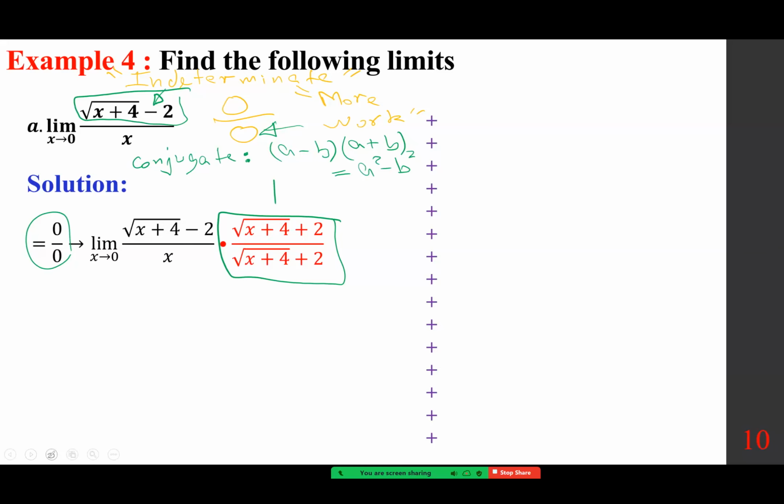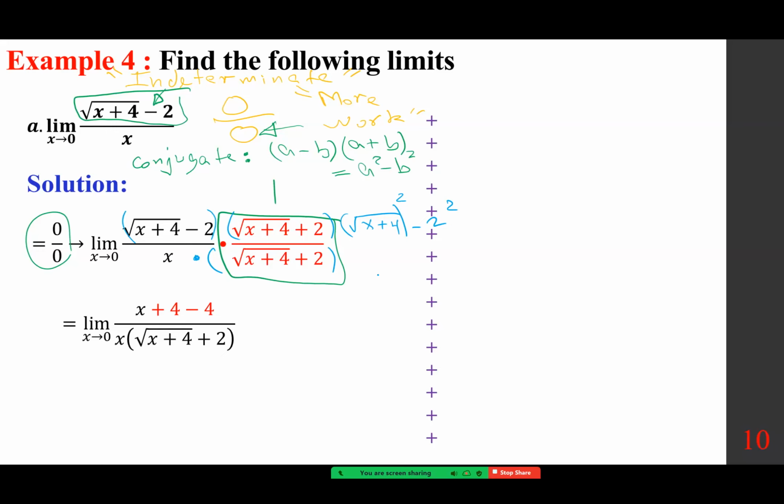Because of that, you are not going to multiply the bottom. You are just going to write it as a product. But if you multiply the top, you get square root of x plus 4 squared minus 2 squared, which is x plus 4 minus 4. And again, notice the denominator, we don't do anything.